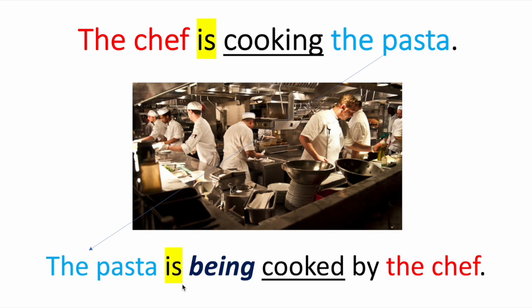And then we have is because it is present continuous and this is singular. And here we have being. Being is always fixed for present continuous passive, no matter if it is plural or singular, plus the past participle form of the verb. And if you wanted to add the doer of the action, it goes at the end. Before that, you need to use by.